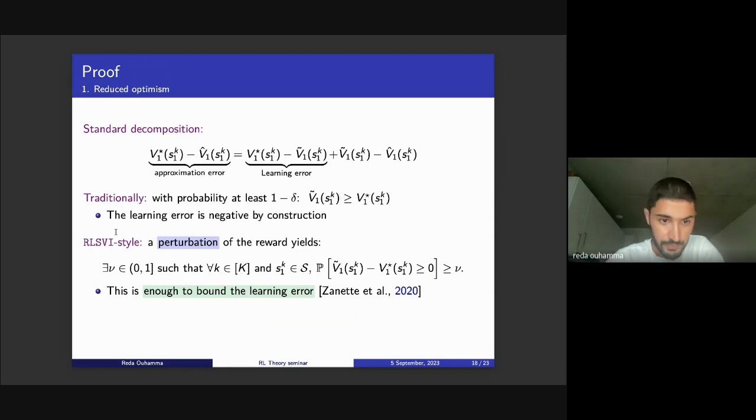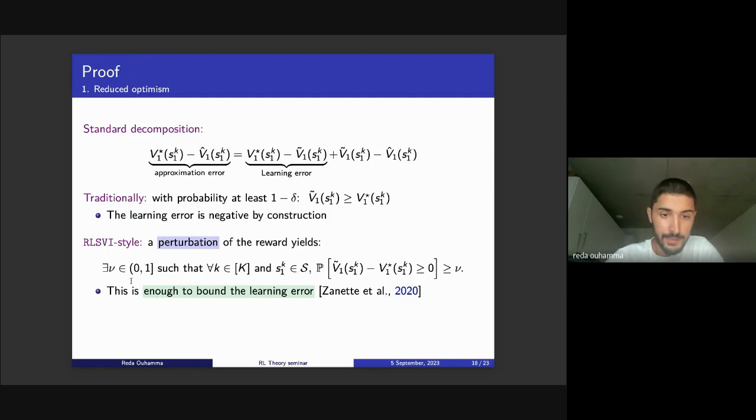with optimism. In the RLSVI style of algorithms, since we only have a perturbation of the rewards, we can only obtain this optimism with some constant probability. So this is only a constant probability and not necessarily a high probability. Now, if we were in the discrete state action spaces, there are actually ways to go from this. If we can ensure this thing, then there are ways to go to this high probability. But in the continuous space, I'm not aware of any algorithmic technique that allows us to go from this fixed constant probability of optimism to a high probability.